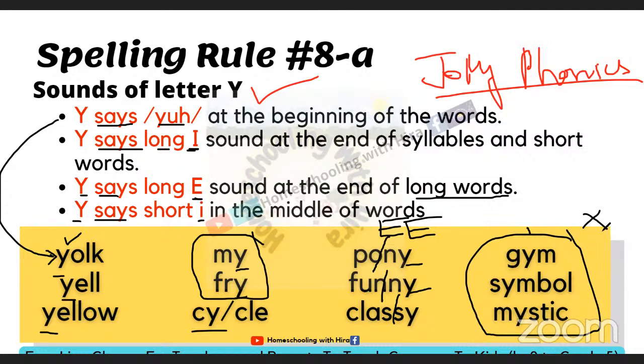But for you, you should remember that Y can also say the short I sound, the short sound of letter I, in the middle of English words. G, Y, M, gym. S, Y, M, symbol. M, Y, S, mystic. Right? So I hope that this rule is clear.